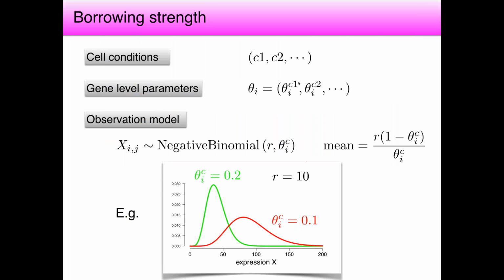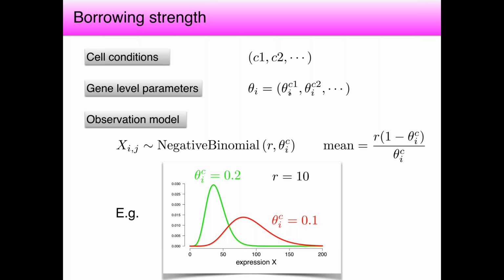Thanks. Okay, so how does the structure of this thing go? You've got multiple cell conditions. You've got gene-level parameters. So these are parameters that have something to do with the distribution of the expression measurements in each condition. You get replicated expression profiles in various conditions, condition 1, condition 2, and so on. And each gene i is going to have some property.